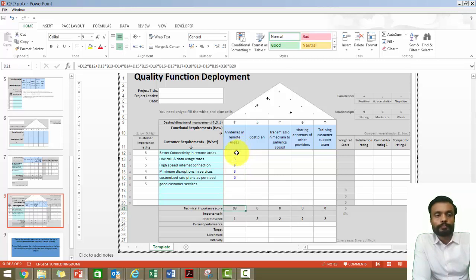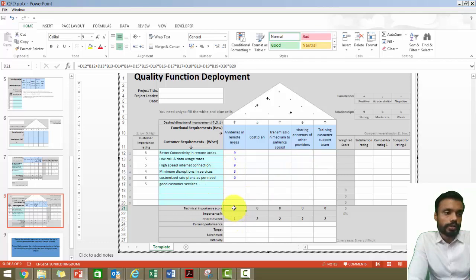Then it would be added to the multiplication of 3 and 5, added to the multiplication of 9 and 5. So basically what is happening over here is that the points in your relationship matrix are getting multiplied with your customer rating, and then all of them are summed up. So you would get the technical importance score over here in the end.